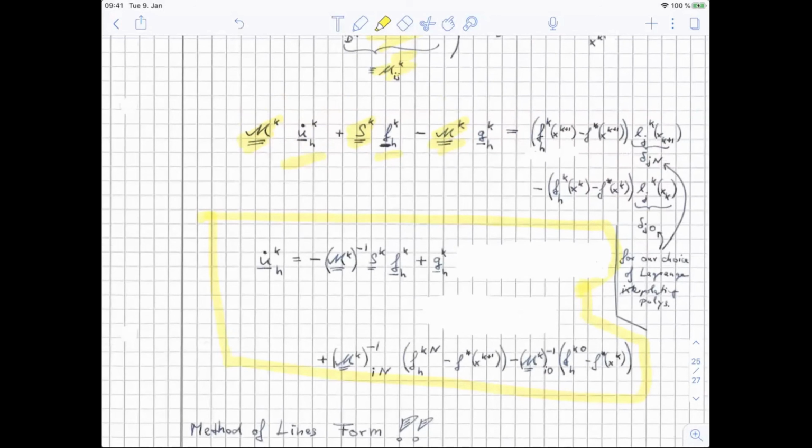The first line is now remarkably simple looking. The time derivative of all the expansion coefficients is a certain matrix, M to the minus 1 times S, times the fluxes plus the G's. And then there is a fairly awful looking second line that enforces boundary conditions. The second line is awful looking, but we are again back in the method of lines scheme.